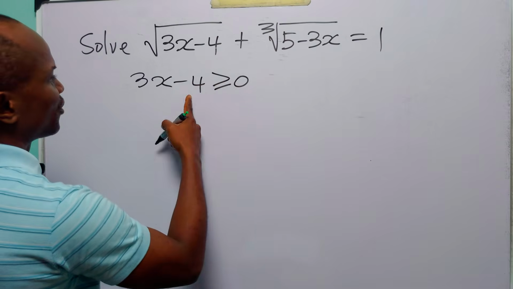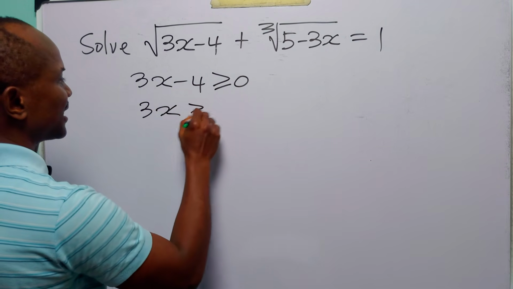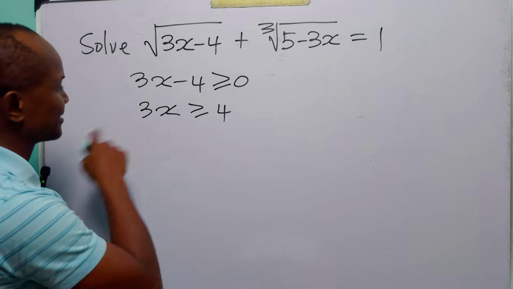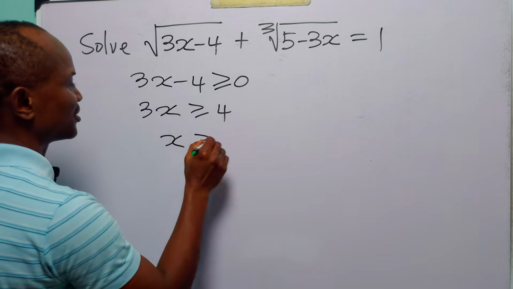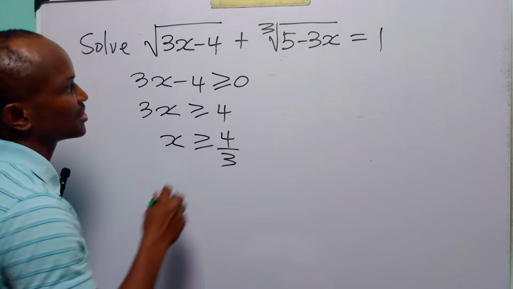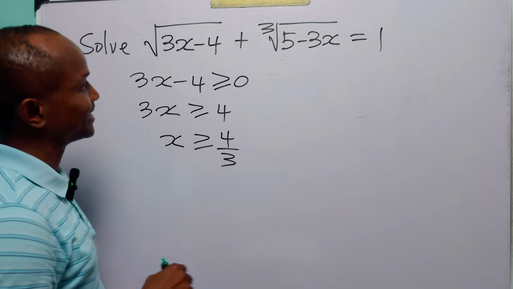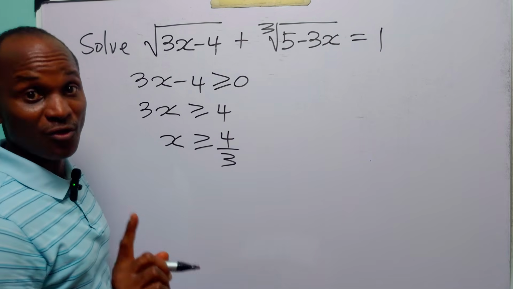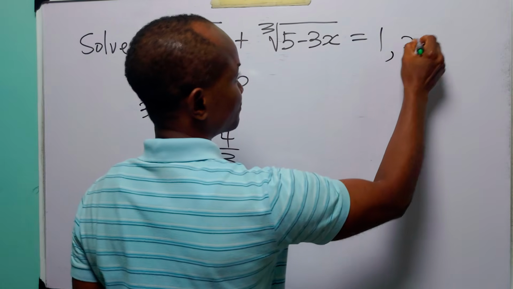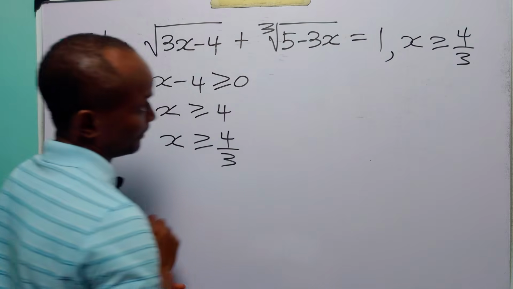Now, when we add 4 to both sides of this inequality, we have that 3x must be greater than or equal to 4. And of course, when we divide both sides by 3, we have that x must be greater than or equal to 4 over 3. Of course, since this is a cube root, it can be positive or negative. So the values of x that satisfy this equation must be greater than or equal to 4 over 3.